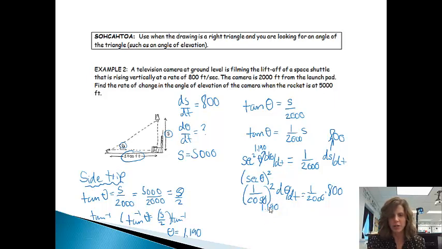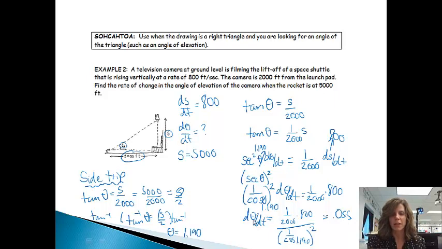If I wanted to solve for d theta dt, I'm going to divide both sides. I'm going to have 1/2000th times 800. I'm going to end up dividing by whatever answer I get here. So I'm going to put 1 over cosine 1.190 squared. And the reason I did that before actually figuring that out, we'll just get a more accurate answer because we won't have rounding errors. And so when I do that, I end up getting to 3 places, 0.055.